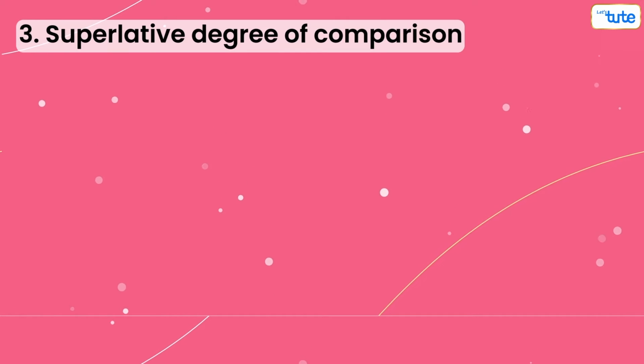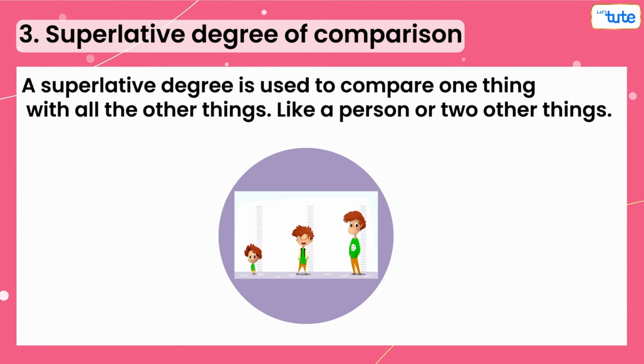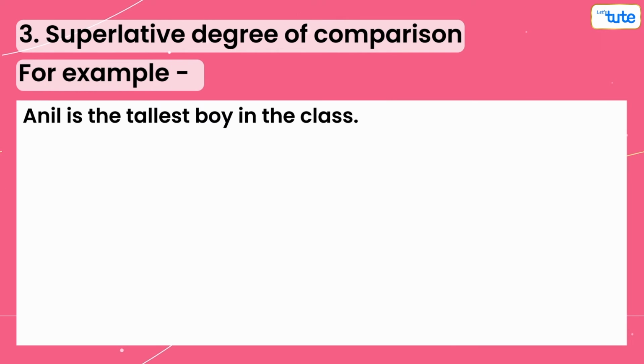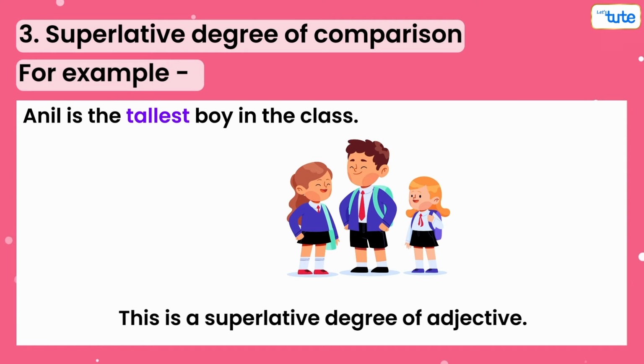Superlative degree of comparison. The superlative degree of comparison is the highest degree of comparison in adjectives. A superlative degree is used to compare one thing with all other things, like a person or two other things. For example, Anil is the tallest boy in the class. Here in this sentence, Anil is compared with the rest of the class in height. He is clearly the tallest. Here, the adjective has become tallest. This is a superlative degree of adjective.